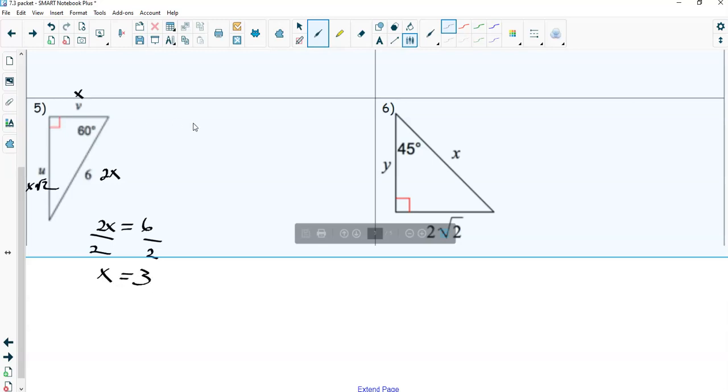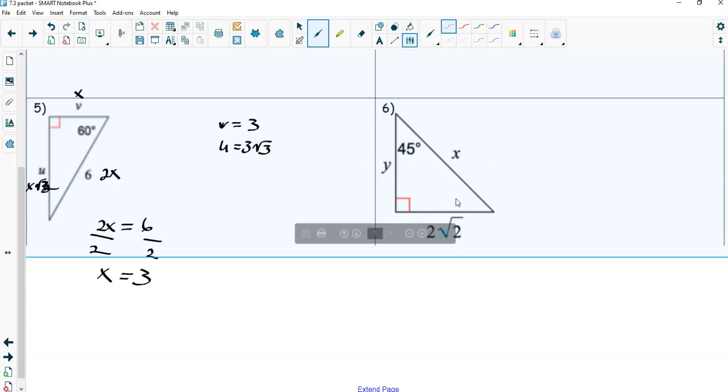That means the short leg right here, which is v, equals 3. And then take that 3 and multiply it times the square root of 3. Times the square root of 3 right here. So u is 3 square root of 3. Notice then the 30, 60, 90, you're going to multiply by the square root of 3. In the 45, 45, 90, you're going to multiply by the square root of 2.